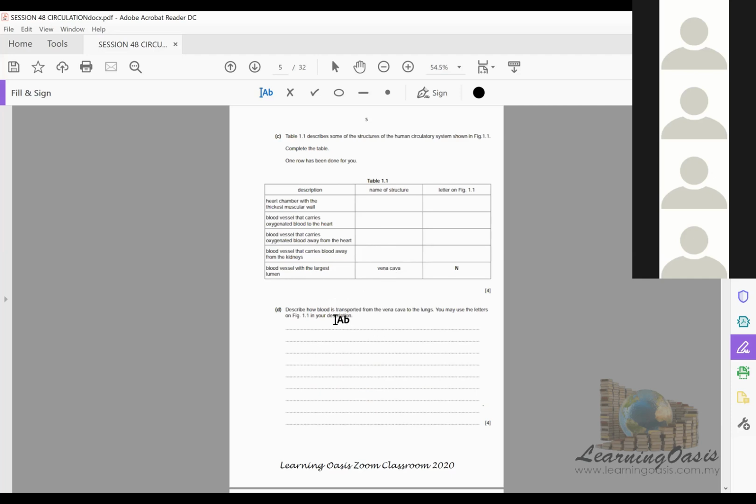Okay. Now describe how blood is transported from the vena cava to the lungs. You may use the letters in your description. If you don't use the letters, it's okay, so long as you know the structures and the process. Okay, go, 4 marks. This kind of question, you just have to know the structure and the process. Okay, done? Please read the answer.